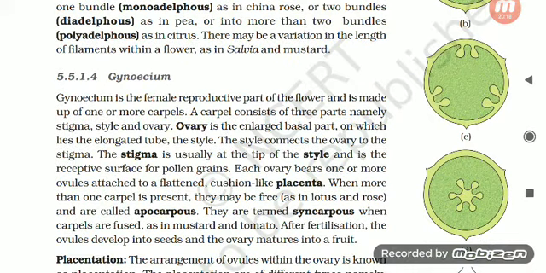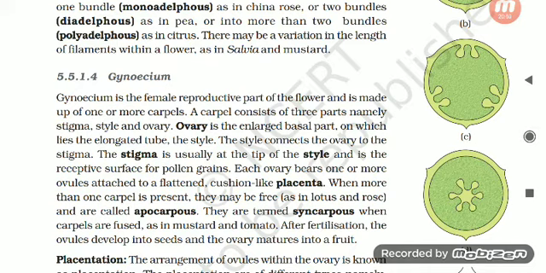5.5.1.4 Gynoecium. Gynoecium is the female reproductive part of a flower and it is made up of one or more carpels. A carpel consists of three parts, namely stigma, style, and ovary. Ovary is the enlarged basal part on which lies the elongated tube, the style. The style connects the ovary to the stigma. The stigma is usually at the tip of the style and is the receptive surface for pollen grains. Each ovary bears one or more ovules attached to a flattened cushion-like placenta.